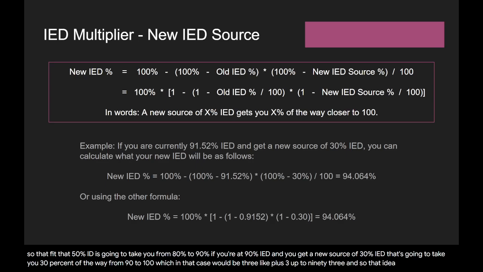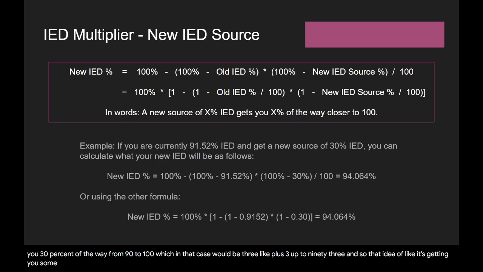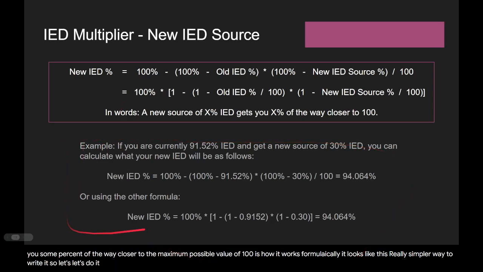So that idea of it getting you some percent of the way closer to the maximum possible value of 100 is how it works. Formulaically, it looks like this. It's just gross, but there's not really a simpler way to write it. So let's do a less contrived example than the cherry-picked numbers that I just used.